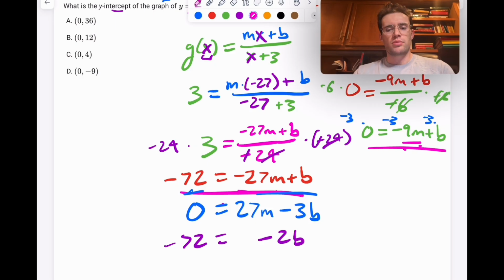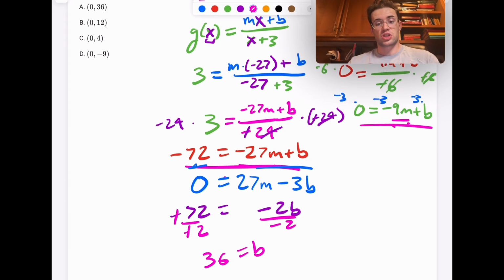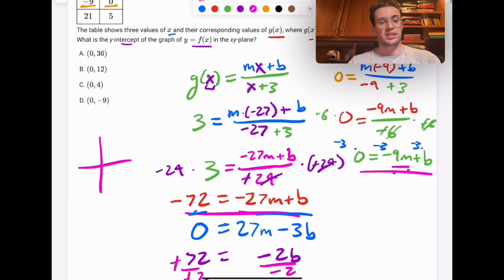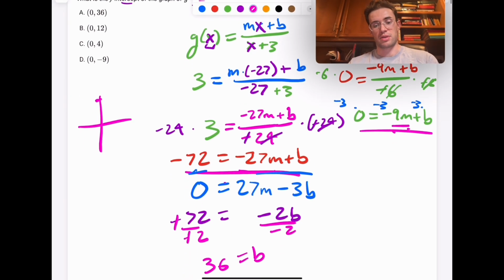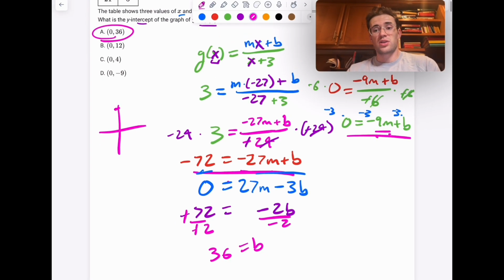To get b alone, we just divide both sides by negative 2. That will give us that b is equal to positive 36. Right? The negatives cancel. Half of 72 is 36. And so b is 36, and the y-intercept is when x is 0, how high up is it? That's the b value. So 0, 36, that would be a. All right, so that's how you do that with elimination.